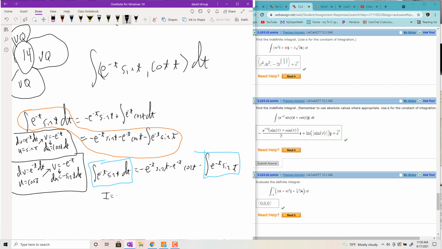So you would have I equals negative e to the negative t sine t minus e to the negative t cosine t minus I. Add I to both sides, you get 2I equals negative e to the negative t sine t minus e to the negative t cosine t plus your integration constant, and then divide everything by 2. And finally, you have the first component of that integral, negative e to the negative t sine t minus e to the negative t cosine t all over 2.